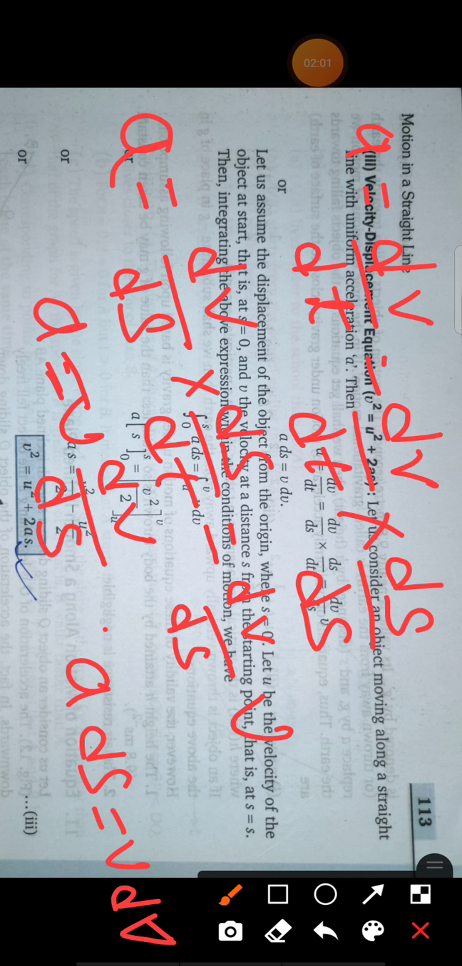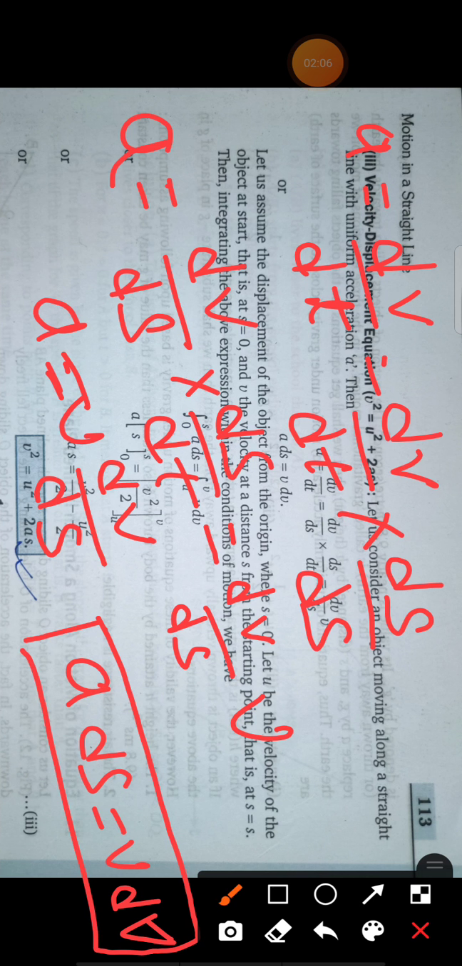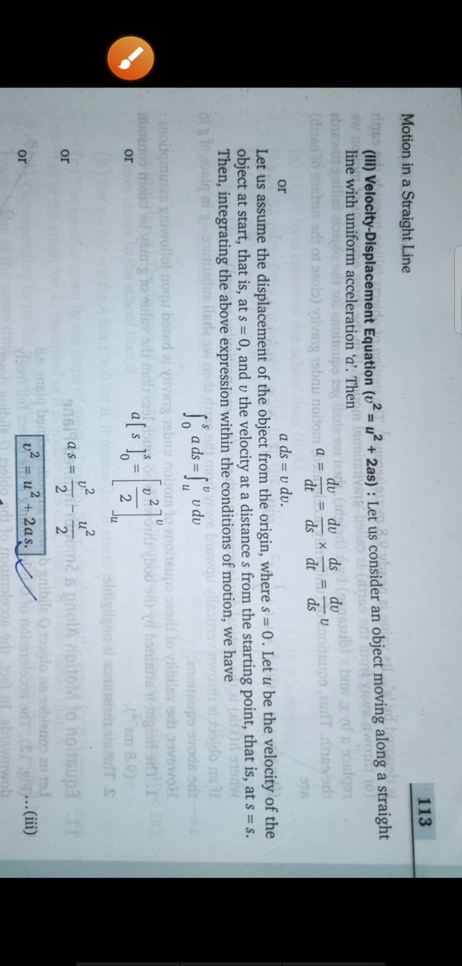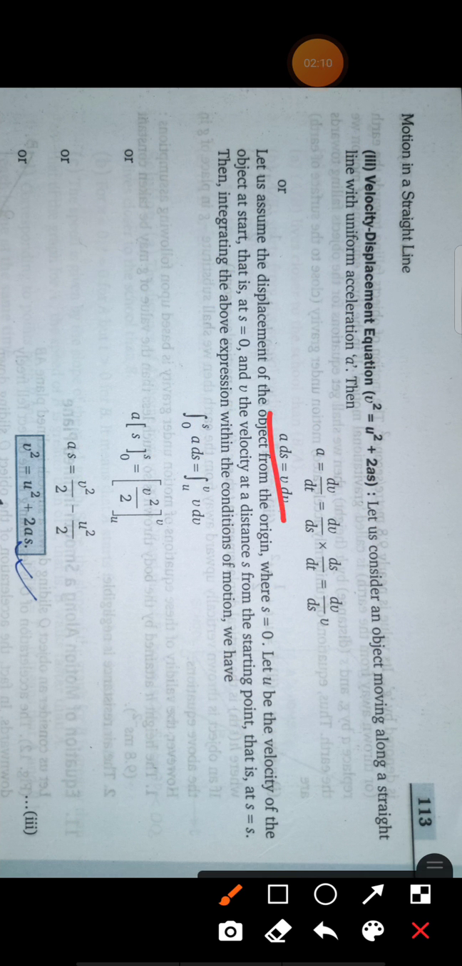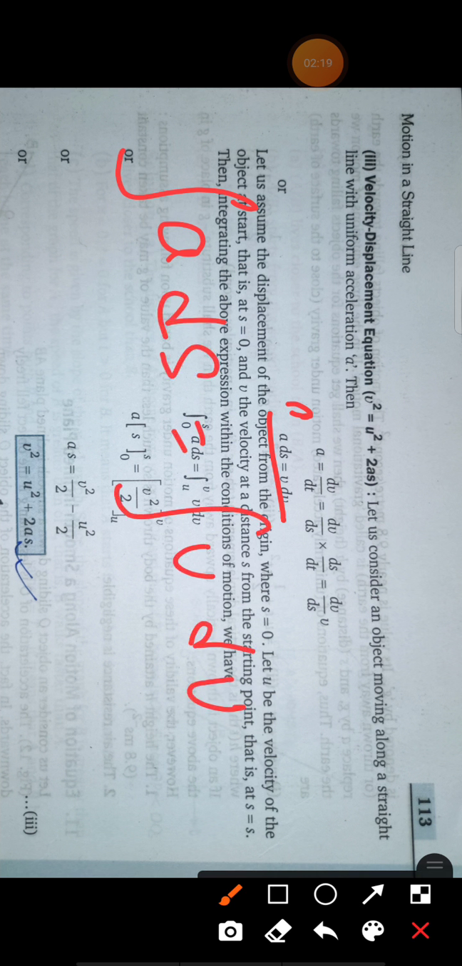Okay, now we can integrate this equation. a into ds is equal to v into dv. Now we will integrate this one: integration of a ds is equal to v dv. Now what is the variable here? On the left side the variable is displacement ds, and on the right side the variable is velocity dv. So we have to find the limits of displacement and velocity.